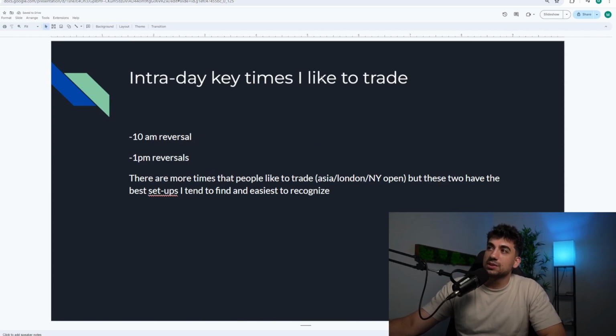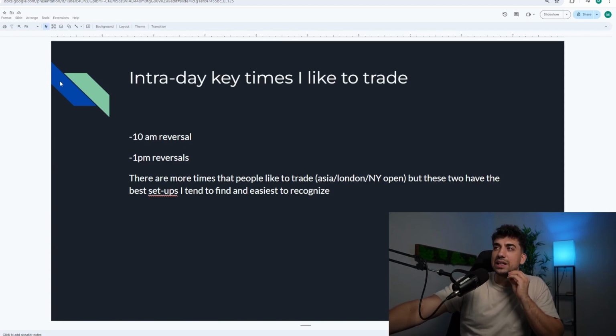Intraday key times that I like to trade are what I call the 10 AM reversal, give or take 5 to 15 minutes on both sides, so 9:45 to 10:15. Same with the 1 PM reversal, 12:45 to 1:15. There are also different times that people like to trade. I'm just covering what my strategies are and the best times, whether it's Asia, London, or New York Open, which is 9:30. 8 to 8:30 AM is pretty good too, and midnight as well.